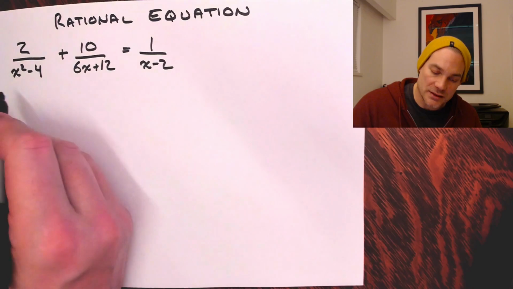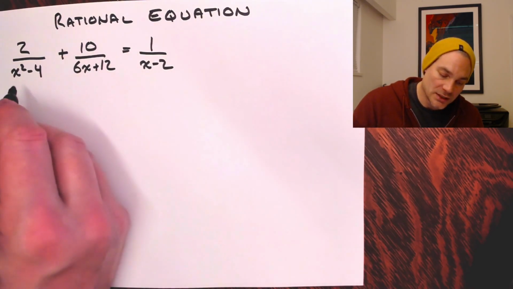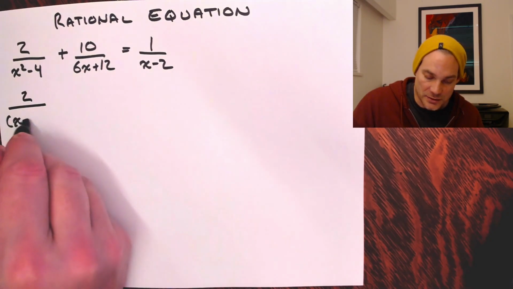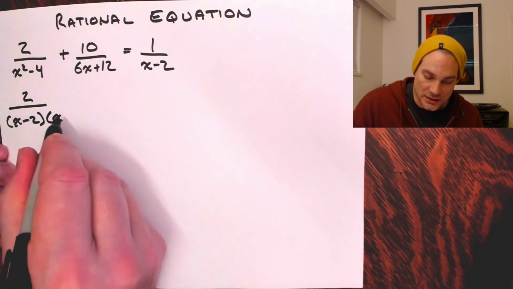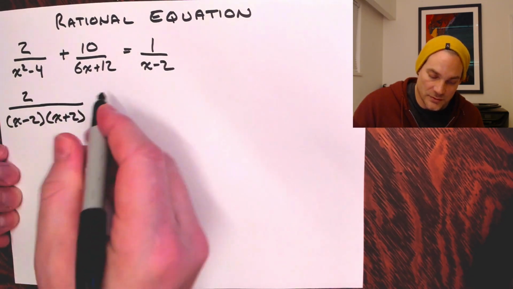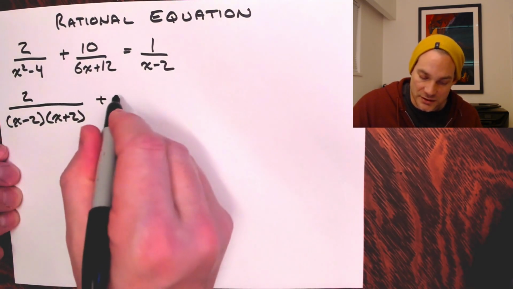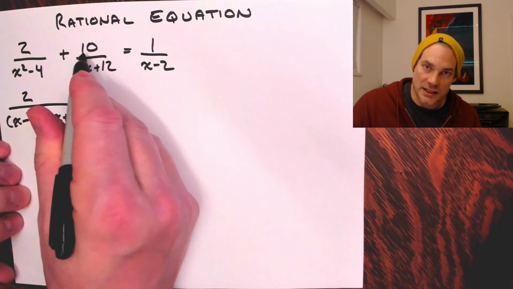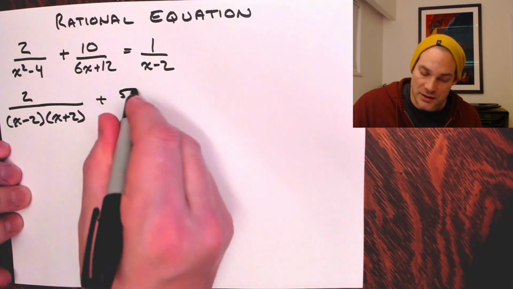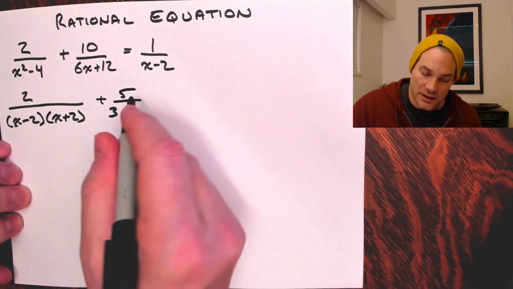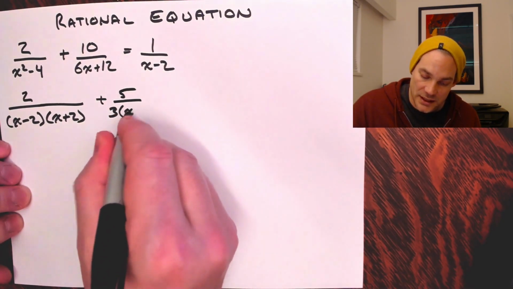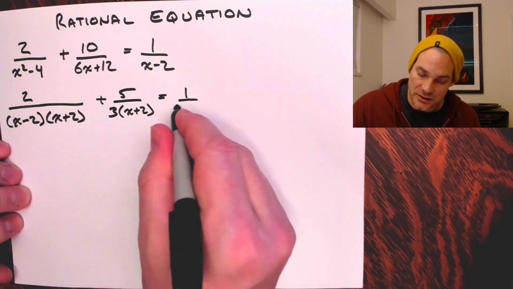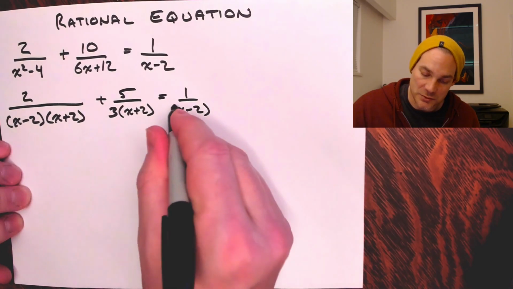So first, to find the LCD, we're going to have to factor this. So this is going to be 2 over (x minus 2)(x plus 2). This is going to be positive, and now I can factor a 6 out of here. 6 is even and 10 is even, so I can reduce that to 5 over 3(x plus 2). And now this is already factored at x minus 1.